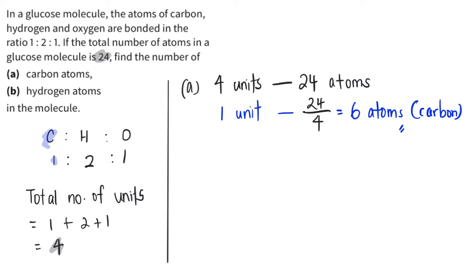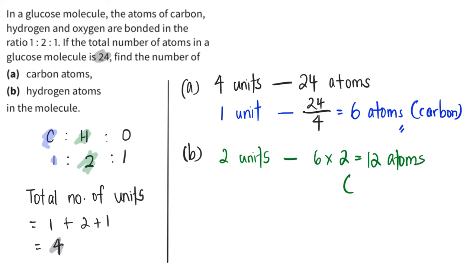Let's make it easier to see. Okay, and for part B, hydrogen. Let me use another color for hydrogen. Hydrogen will be 2 units. So since I already have that 1 unit represents 6 atoms, I just need to find 2 units, and that will be 12 atoms. And this will be for my hydrogen.